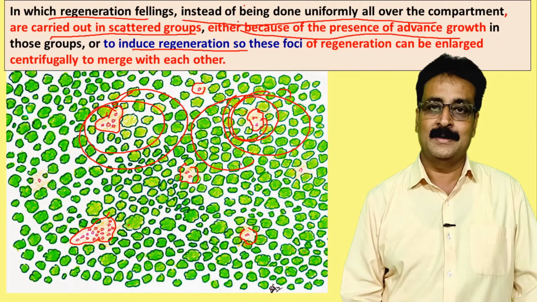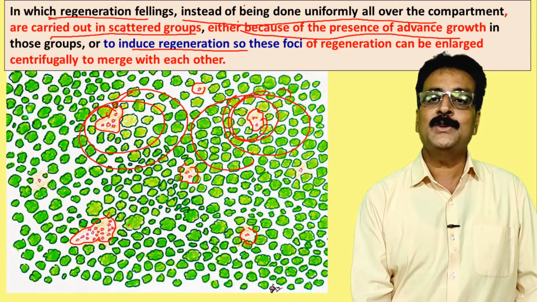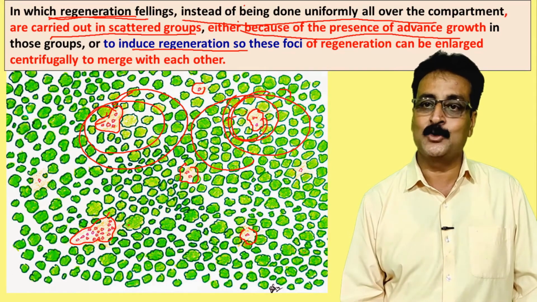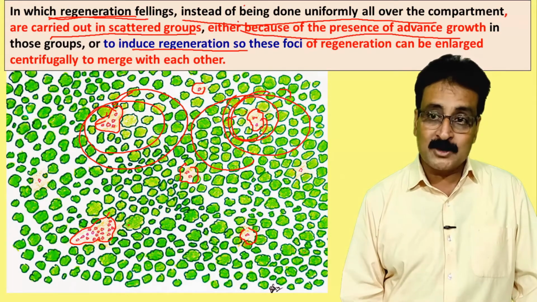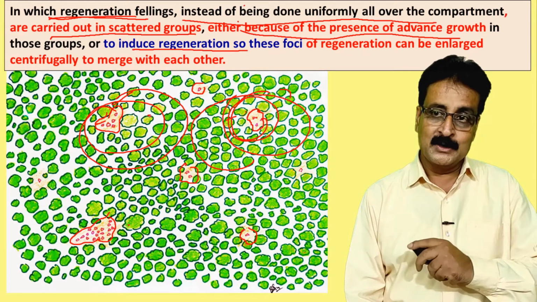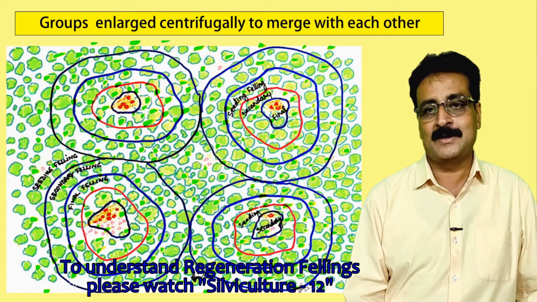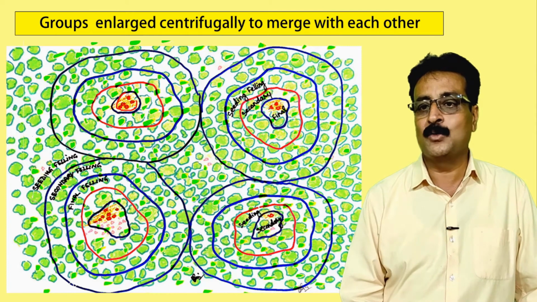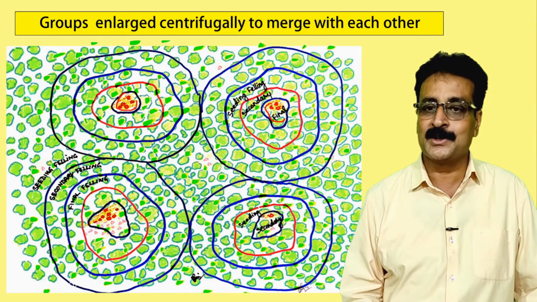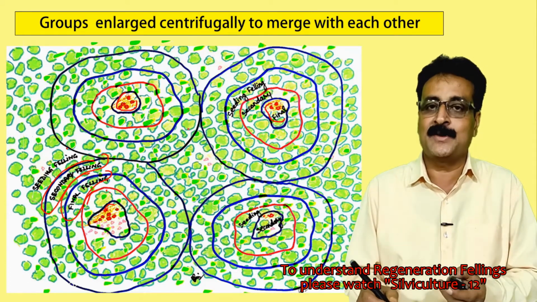But how will we do this? Again, I want to go to the definition, because if we understand the definition, we can understand the system very nicely. Regeneration felling, instead of being done uniformly all over the compartment, is carried out in scattered groups, either because of the presence of advanced growth here, or we induce the regeneration artificially in these foci. So they will enlarge slowly, centrifugally, and merge with each other. For example, here was advanced growth. Here we started doing seeding felling, and at another point we have also started seeding felling. Here there was no advanced growth, or we have induced it by felling one or two trees, so regeneration has come up. This way slowly we will enlarge centrifugally, merge with each other, and finish the regeneration felling. Now how will we do it?